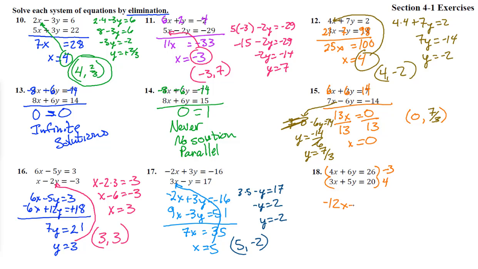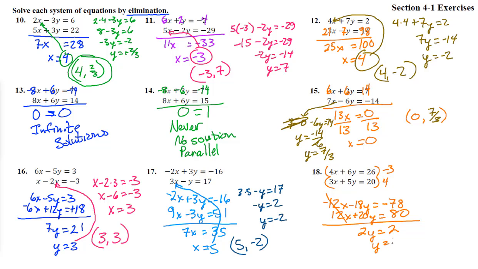Negative 12x minus 18y equals, what is that? Negative 78. Double check on that. 3 times 20 is 60. 3 times 6 is 18. Yeah, negative 78. Now the bottom one by 4 gives us a 12x plus 20y equals 80. So when we add them, the x's go away, cancel. Negative 18 plus 20 is a positive 2y equals 2.